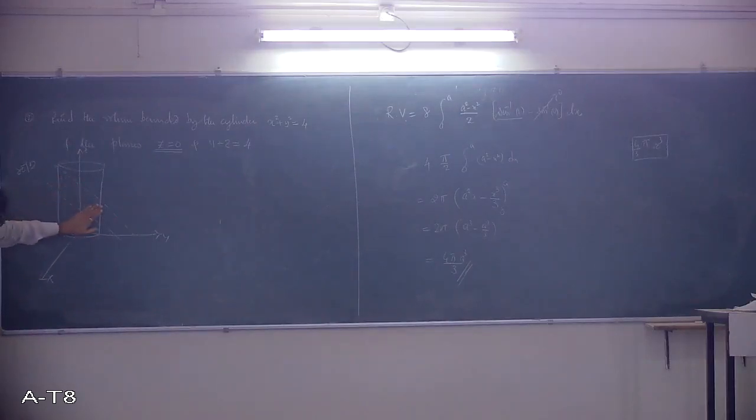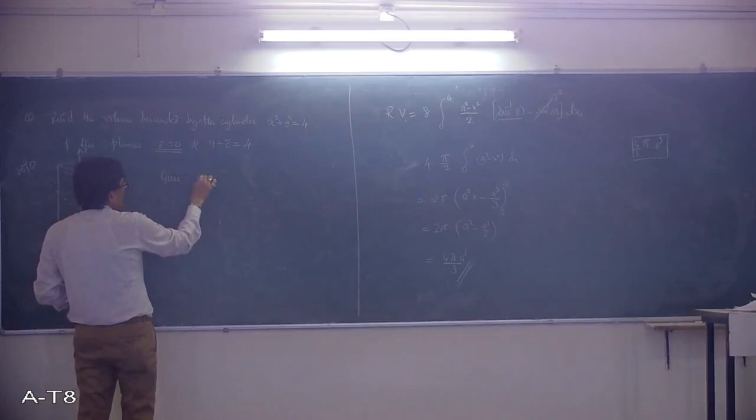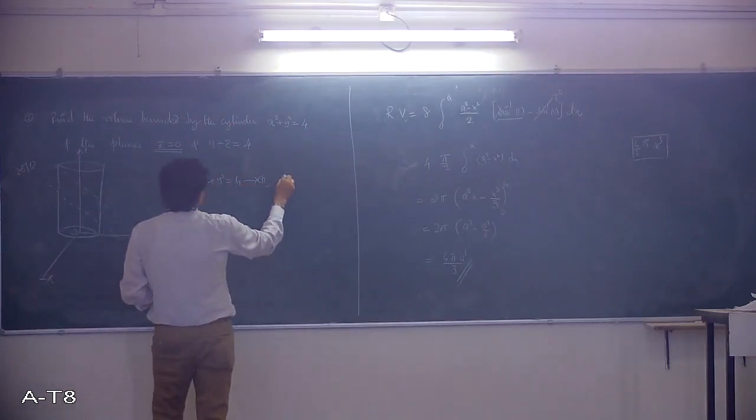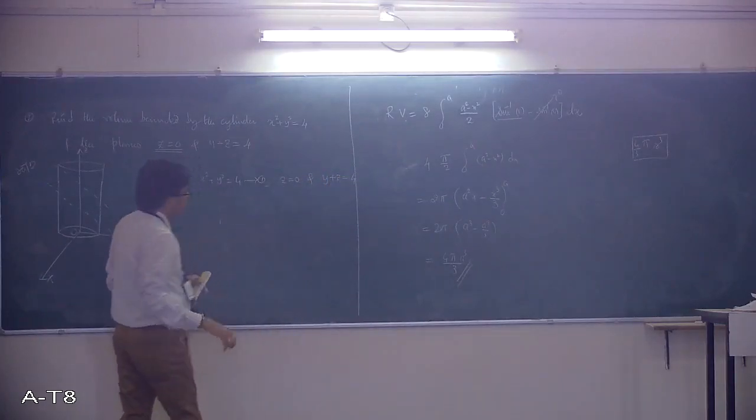So the height of the cylinder starts at the xy plane and ends at this plane, and the entire circle is the lateral surface of the cylinder you are taking. So this is the solution of the given data. I will write it one more time: x square plus y square is equal to 4, z equal to 0 and y plus z equal to 4.